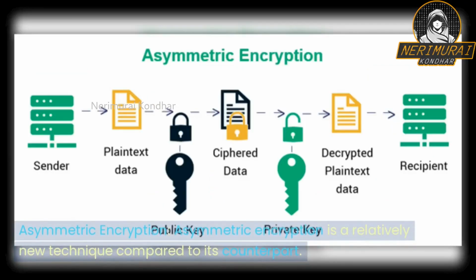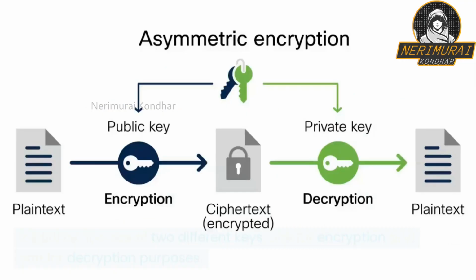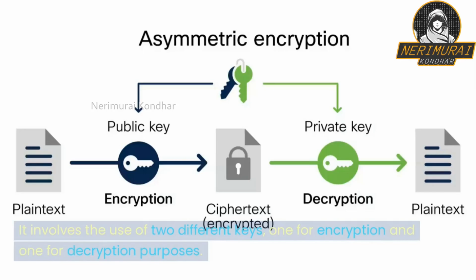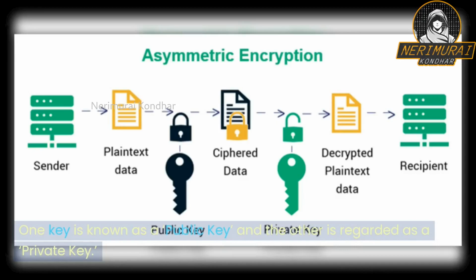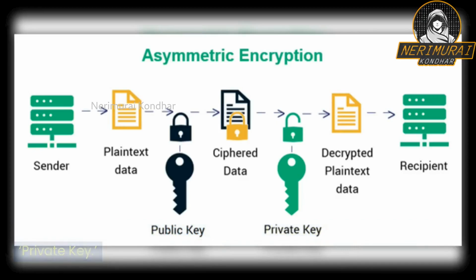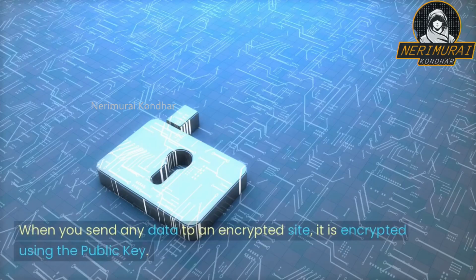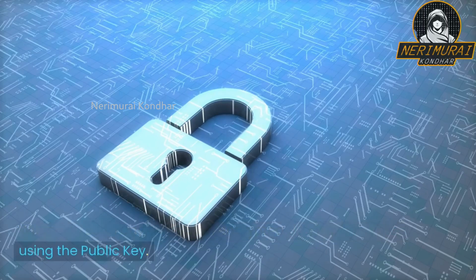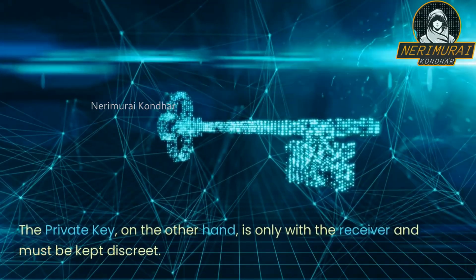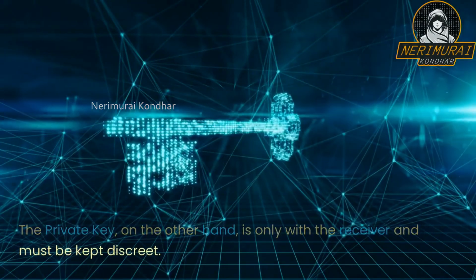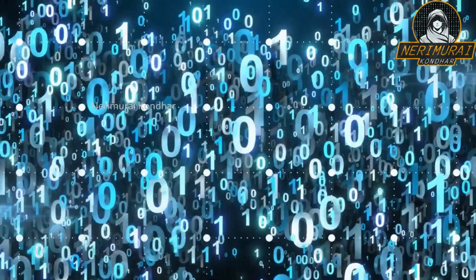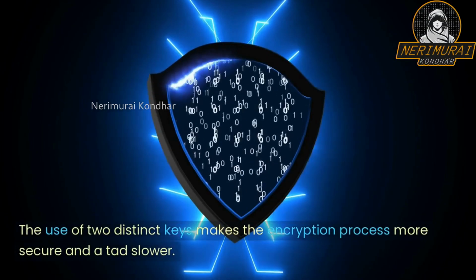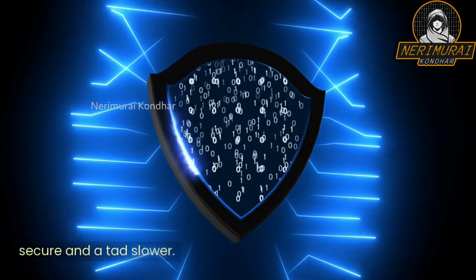Asymmetric encryption. Asymmetric encryption is a relatively new technique compared to its counterpart. It involves the use of two different keys, one for encryption and one for decryption purposes. One key is known as a public key and the other is regarded as a private key. When you send any data to an encrypted site, it is encrypted using the public key. The private key, on the other hand, is only with the receiver and must be kept discreet. The private key is used to decrypt the encrypted data. The use of two distinct keys makes the encryption process more secure and a tad slower.